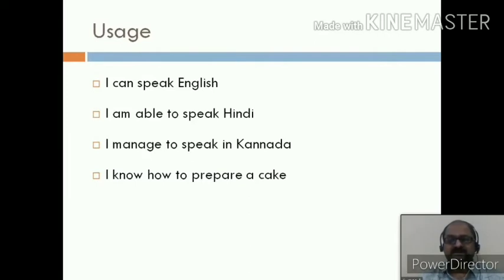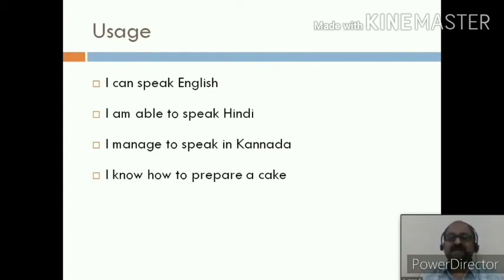So let us understand the nuances in terms of usage, the differences between these phrases or expressions. As I said, I can speak English, right? All these expressions actually apply to me. I have written down my ability. I can speak English. I'm an English teacher, so naturally, English speaking should be comfortable to me. I should have a minimum proficiency in English. I'm quite comfortable in communicating in English. So I can say I can speak English.